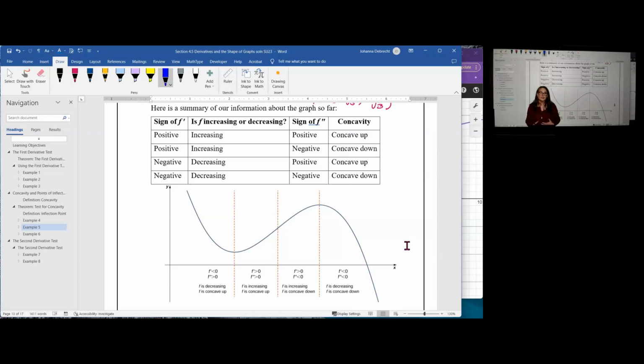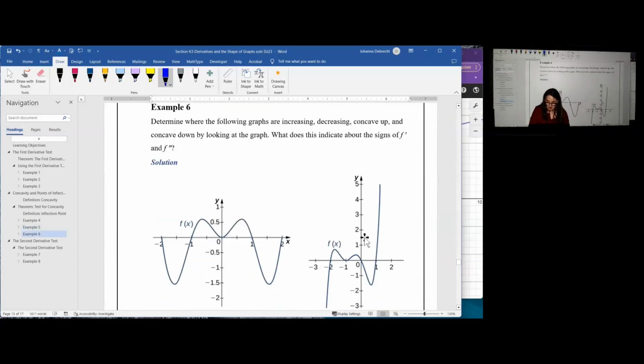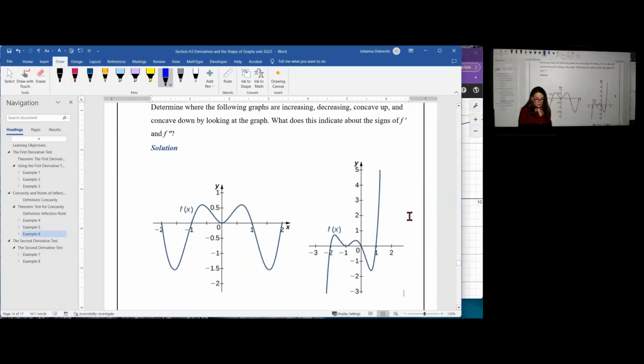If the function is concave up, strictly positive, at a critical point, you must have a relative minimum there. If the curve is concave down, strictly negative, at a critical point, you must have a relative maximum there. This is actually called the second derivative test. Let's now take a look at these graphs and locate where they're increasing, decreasing, concave up, and concave down.